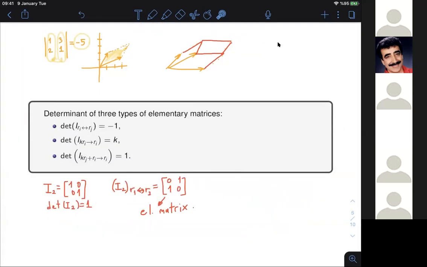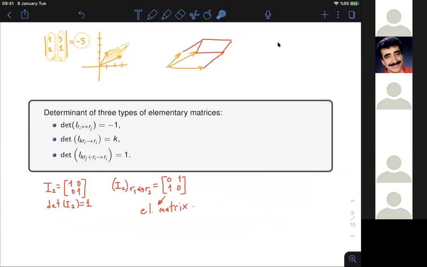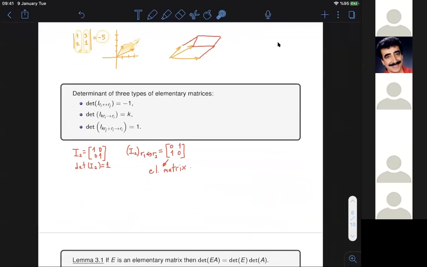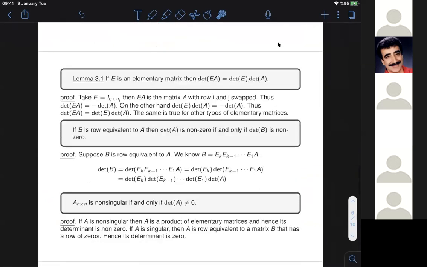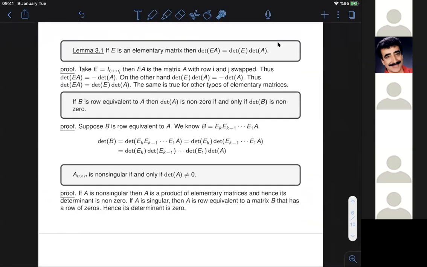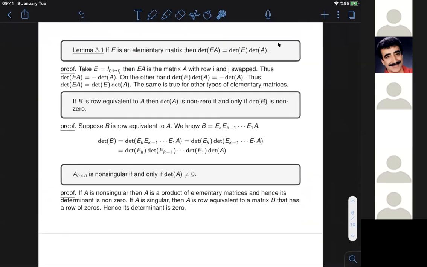Okay. Now we will use these to prove some theoretical things about matrices. So there's a lemma here which says if I have an elementary matrix like this, and if I compute the determinant of E times A, then I can separate the determinant into a product, determinant of E times determinant of A.